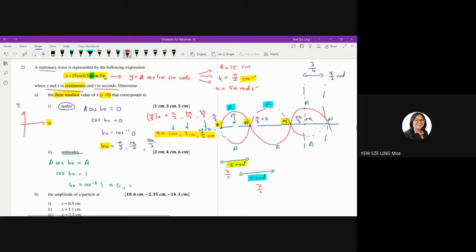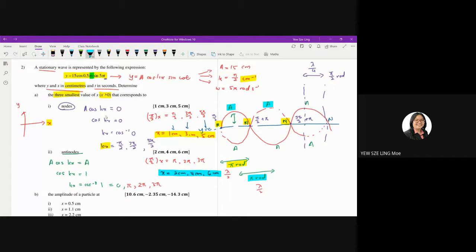So the first value is 0. The following value would be pi, and then you have 2 pi, and then 3 pi, and so on. Since our k is pi over 2, pi over 2 times x equals, now we can exclude 0 because the question doesn't want 0 as the final answer, so pi, 2 pi, and 3 pi. Then rearrange the equations, and you should obtain 2 cm, 4 cm, and 6 cm. So that is our final answer. That is how you solve it.